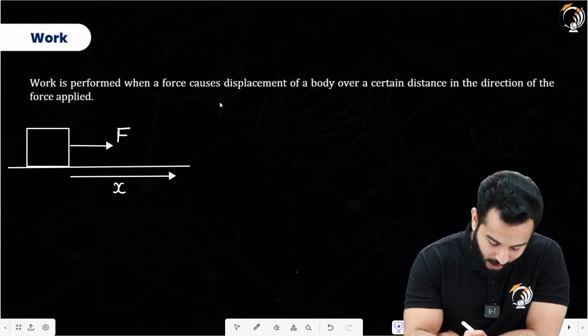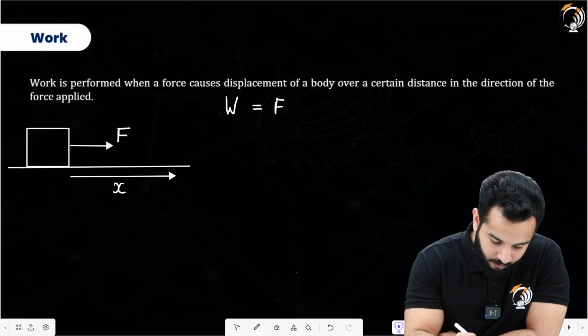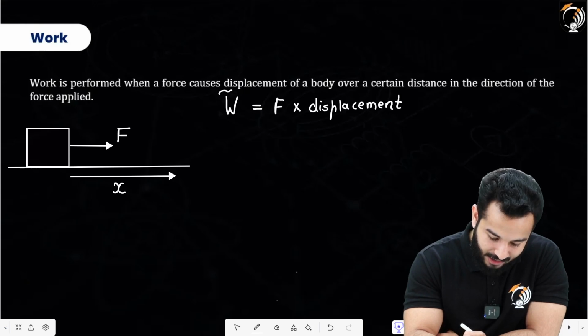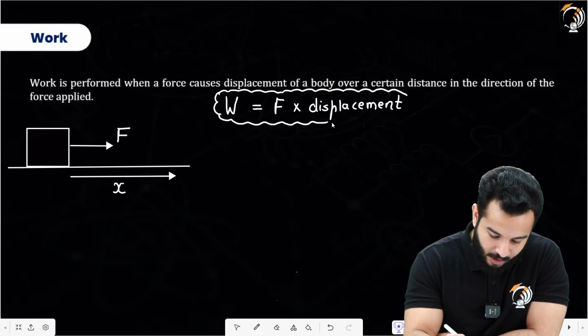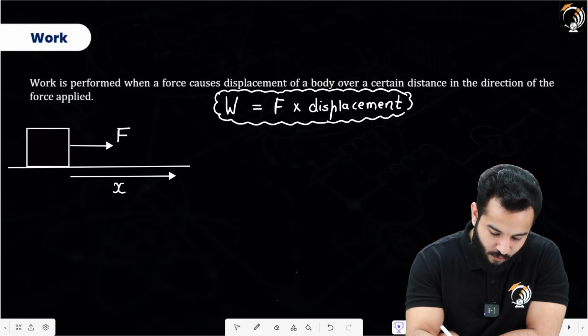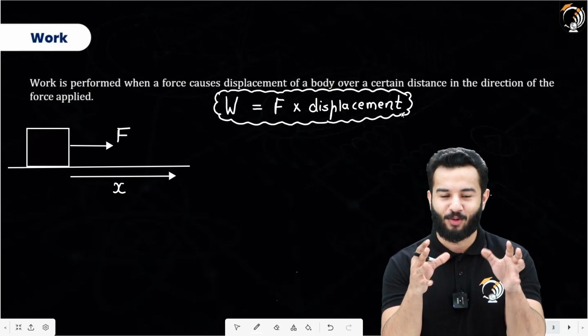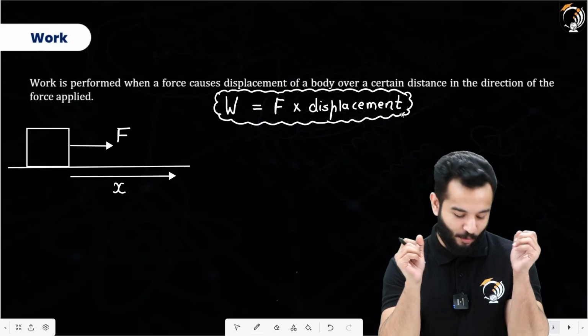I was saying that work done can be defined as force times displacement, and displacement must be in the direction of force. This is very important: the displacement that we are talking about must be in the direction of force. So this means that we will have to actually derive a general formula for work done, and I'll help you with that.